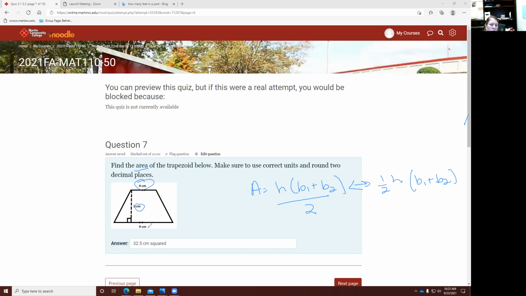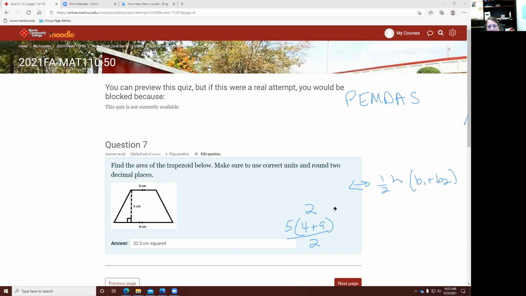Your bases here are 4 and 9. So I add 4 plus 9. Your height here is 5. And then we can divide this by 2. When you do this in the calculator, please excuse my dear Aunt Sally. Parentheses are first, then exponents, then multiplication, division, then addition, subtraction. So our parentheses is the first thing we're going to do. So 4 plus 9 is 13 times 5, and then divide that by 2. So 65 divided by 2 is going to be 32.5 centimeters squared.